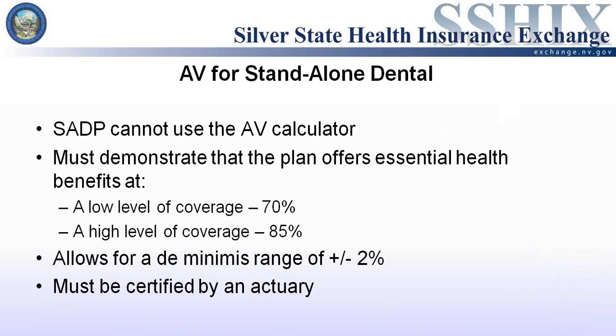Actuarial value for standalone dental has not changed from the last 2 years. There's a high plan and a low plan, with a de minimis range of 2%. The support for AV needs to be included in the rate filing, and there's a certification that's required by the actuary. I'll emphasize again, and you all know, that the standalone AV calculator that CMS developed is not applicable to standalone dental plans.